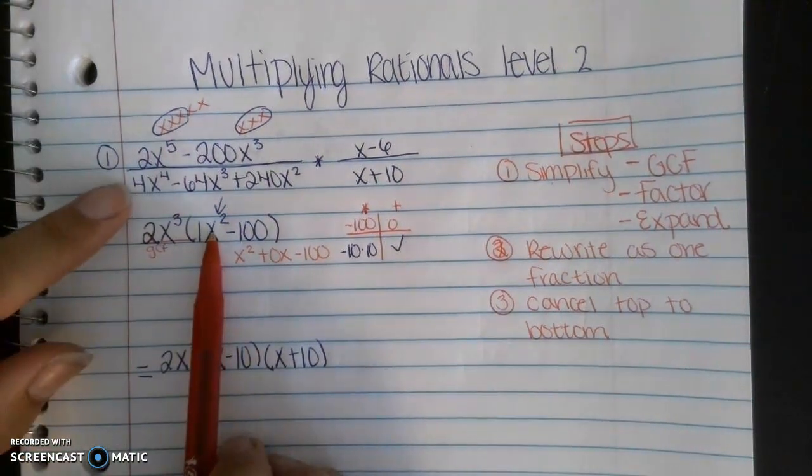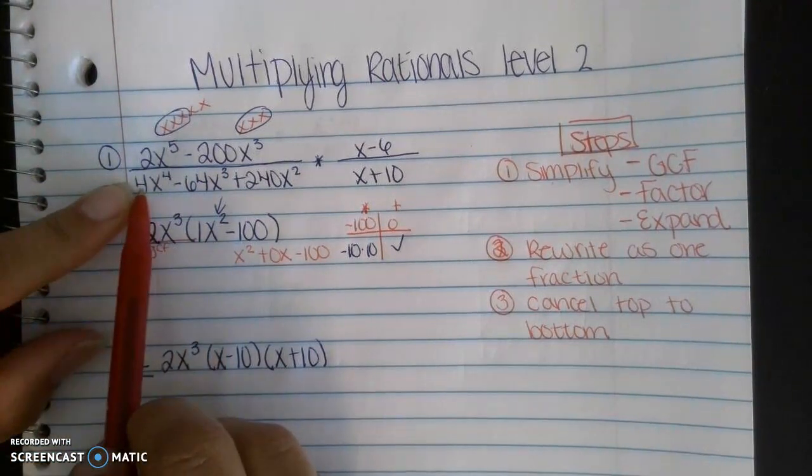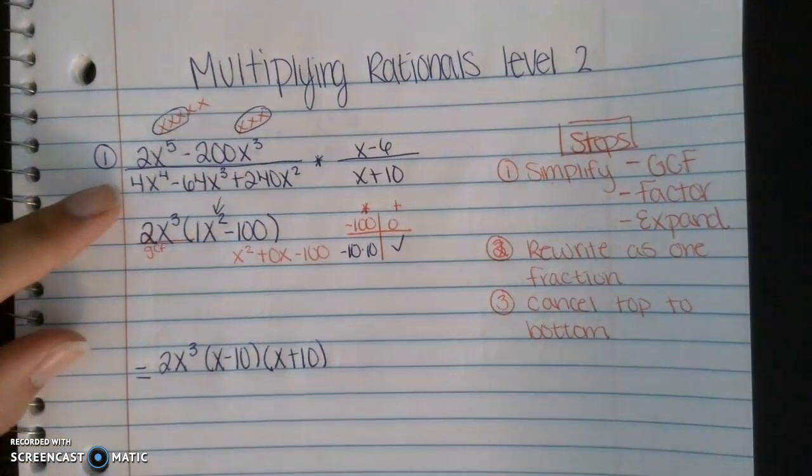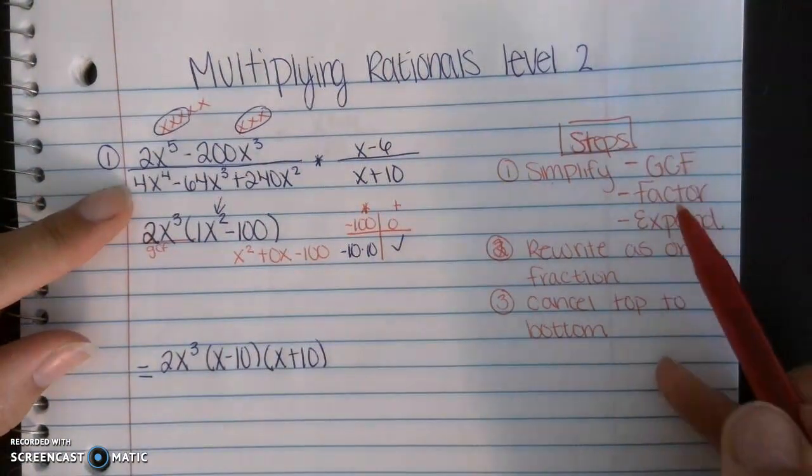All right, let's go ahead and look at this bottom part. So we've got 4x to the 4th minus 64x to the 3rd plus 240x squared. So again, let's go through our steps.